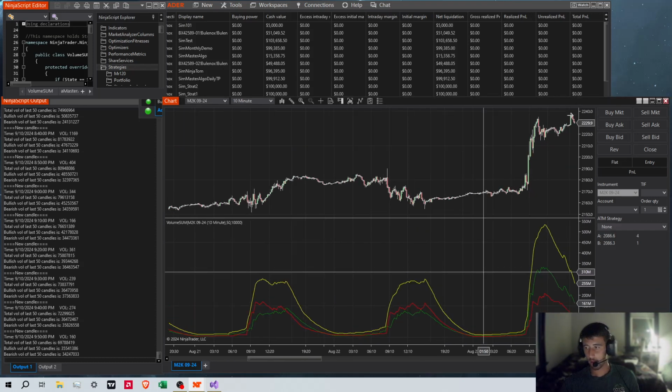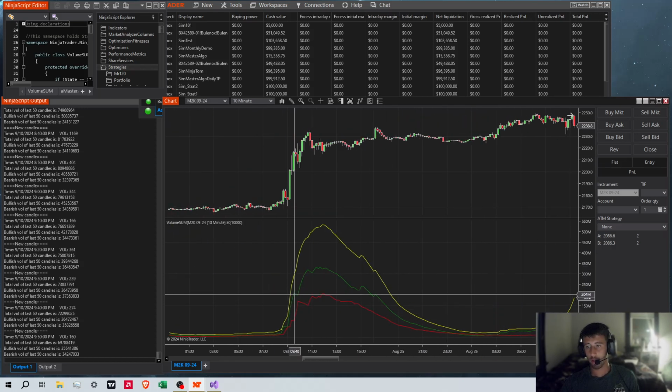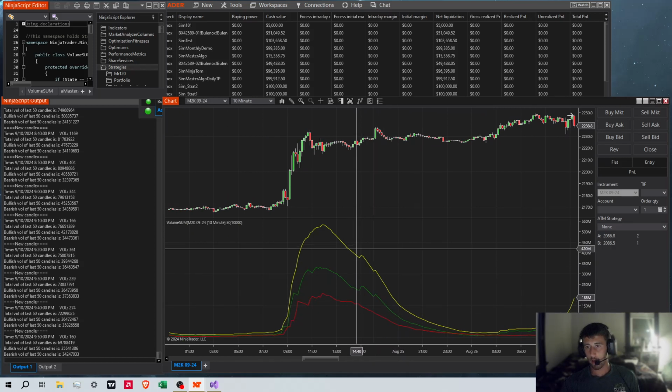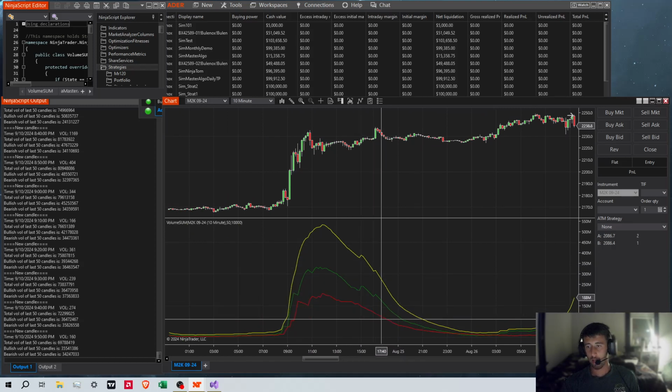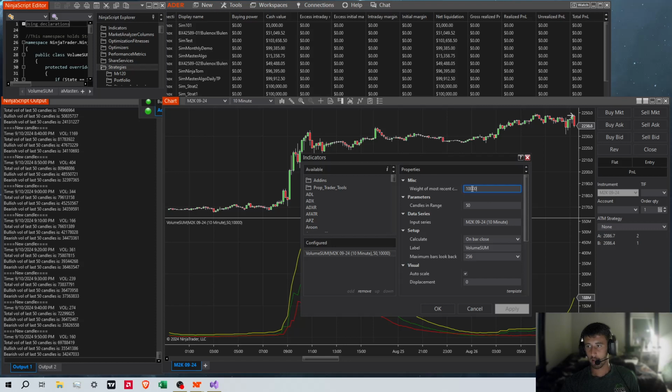Basically just a volume indicator. The green line is all the green candle volumes, red line is red candle volumes, and yellow is the sum of both. And basically it adds all of those up over the last input candles. So the last 50 candles, if it's green, it adds to the bullish volume, if it's red, it adds to the bearish volume, and yellow adds them together.